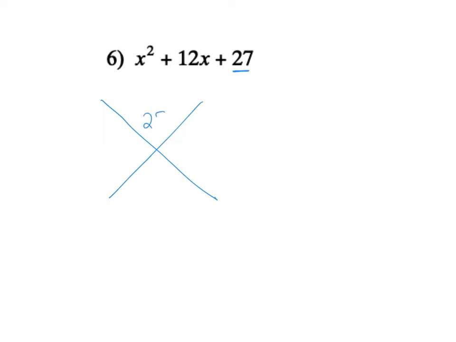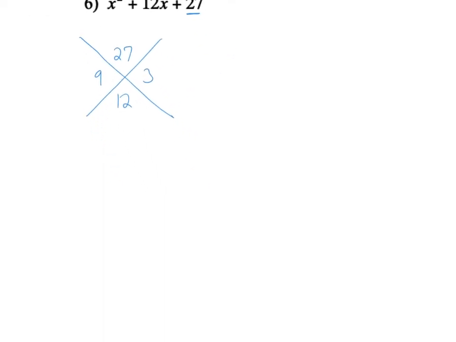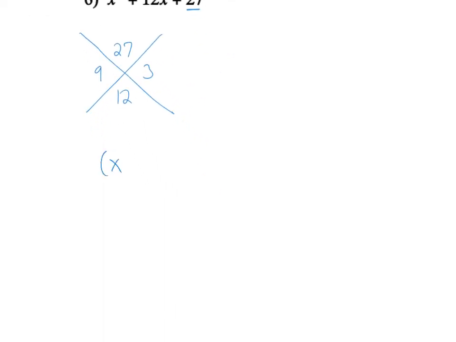So we're going to put 27 on top, 12 on the bottom. See if you can finish this one off from here. See how you do. All right, what numbers multiply to 27 and add to 12? We're going to have 9 and 3. So it's going to factor to x plus 9 times x plus 3. And there we go.